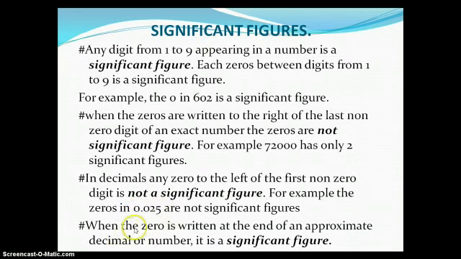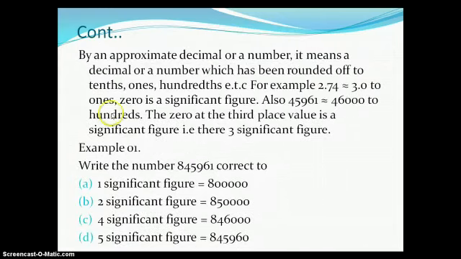Then another rule states that when 0 is written at the end of an approximate decimal or number, it is a significant figure. To understand the meaning behind it, when we talk about an approximate decimal or number, it means a decimal or number which has been rounded off to either tens, ones, hundreds, etc. That 0 will be counted as a significant figure.